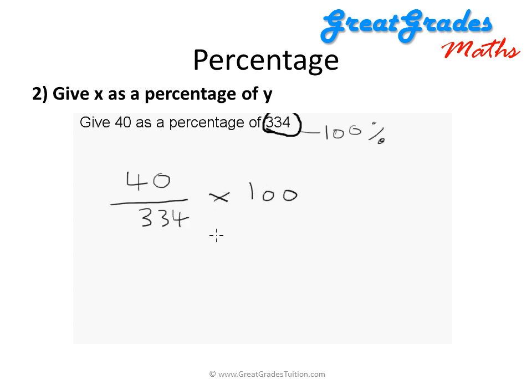And then once we've done that, all we have to do, because percentage is out of 100, is we multiply by 100. So 40 divided by 334, that's 0.12. Multiply that by 100, well, that gives us 12. So our final answer is 12%.